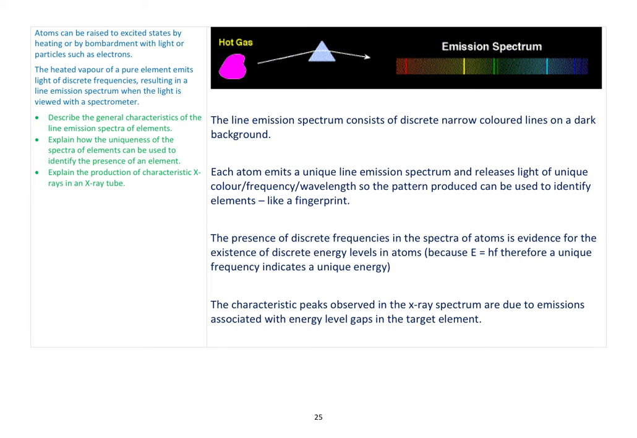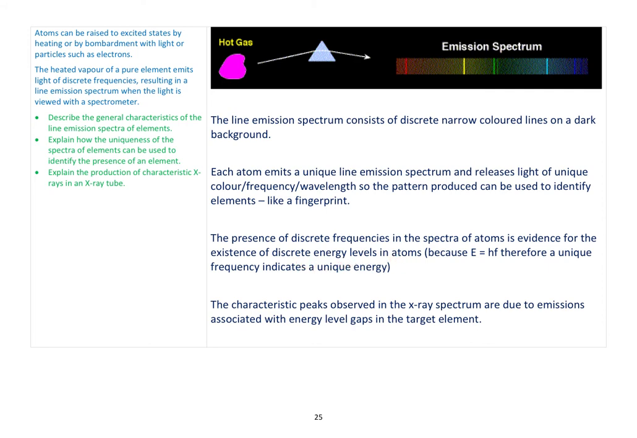So I'm going to go more into this in the next slide, but I just at this point want to start to make this link. The presence of discrete frequencies in the spectrum of atoms, or elements, maybe I better should say, is evidence for the existence of discrete energy levels in atoms.